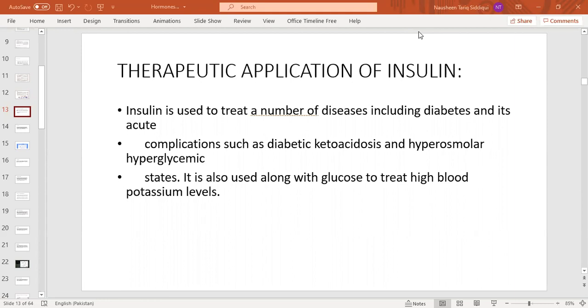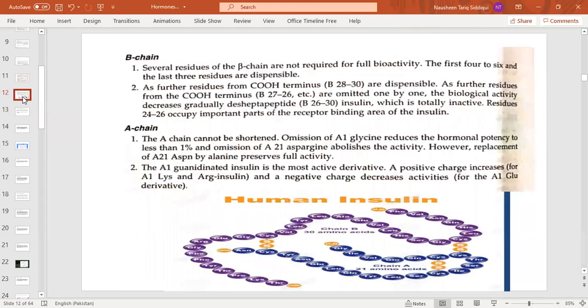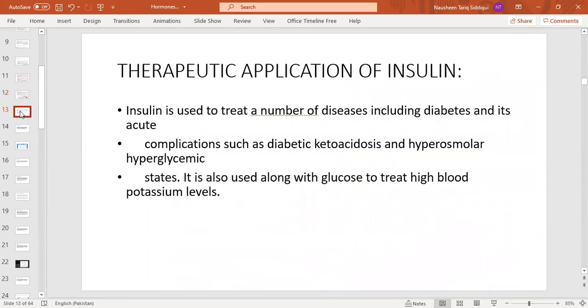So I'll continue. I was explaining to you the structure of insulin and the chains of insulin, chain A and chain B, and what will happen if we change the conformation, or try to change the different amino acids which are attached. So what will happen, that we were discussing. Now we'll discuss the therapeutic application of insulin.